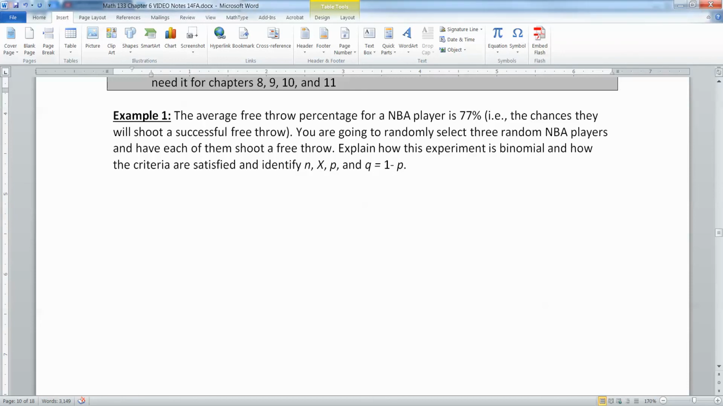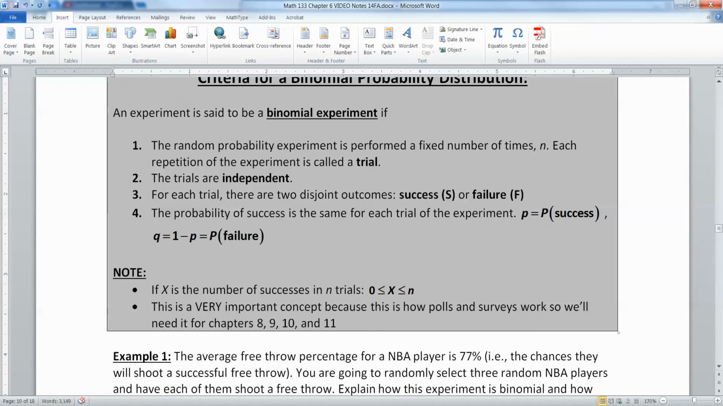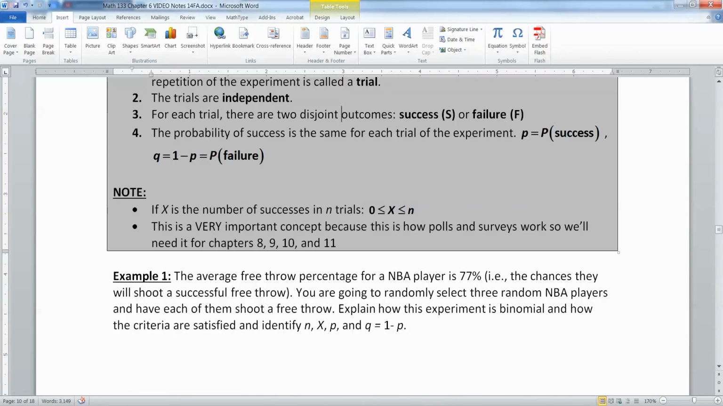All right then. Well, remember what you need to have. You need to have a fixed number of trials, right? Then you have to have independence. You have to have success and failure, that's 2 disjoint outcomes. And then you have to have the probability of success be consistent for each trial. All right, so let's figure it out. We have all 4 of them. Let's start with the first one.